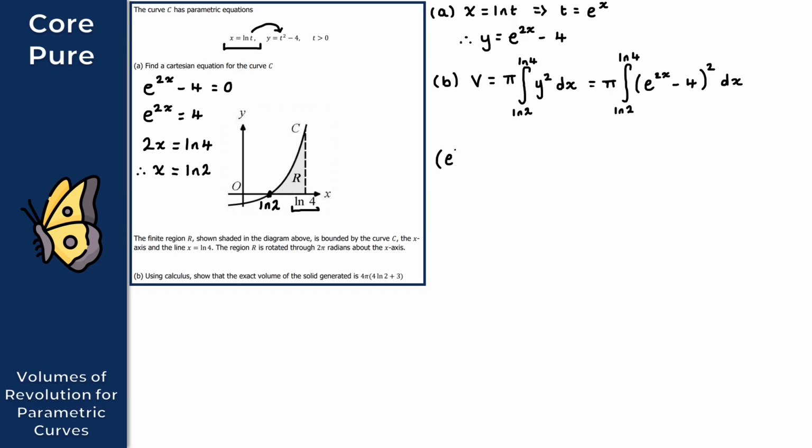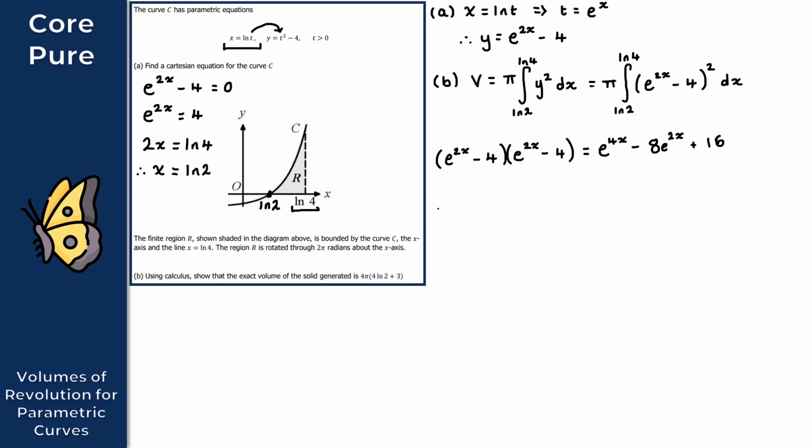So I've got e to the 2x minus 4, then times it by itself again, so e to the 2x minus 4. If we expand this out, e to the 2x times e to the 2x gives us e to the 4x. We then have e to the 2x times minus 4, and we repeat that here, so in total we get minus 8e to the power of 2x. And then finally, we have minus 4 times minus 4, which gives us positive 16. So plus 16.